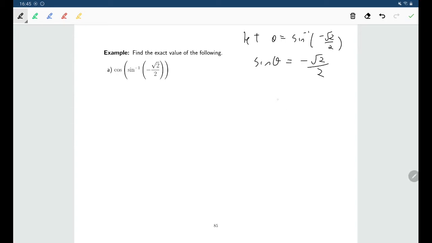Either using special triangles or otherwise, you might know that sine of 45 degrees is positive root 2 over 2. And so sine of negative 45, sine of negative pi over 4, is negative root 2 over 2. So once we know what theta needs to be, in other words, theta is negative pi over 4, now we just need to evaluate cosine of negative pi over 4.